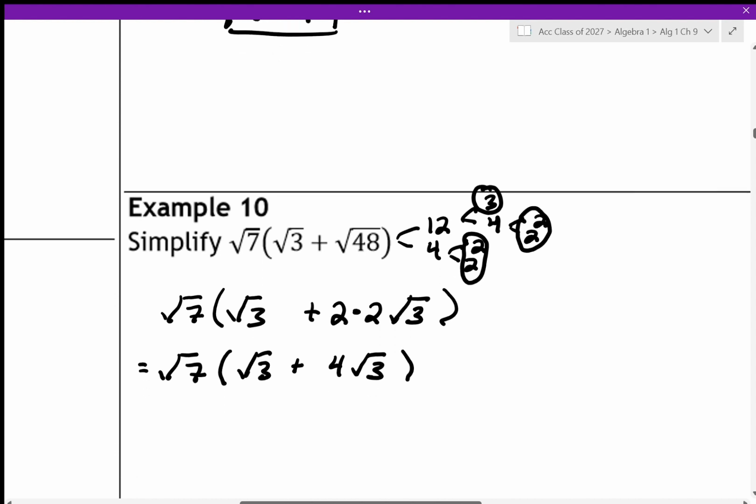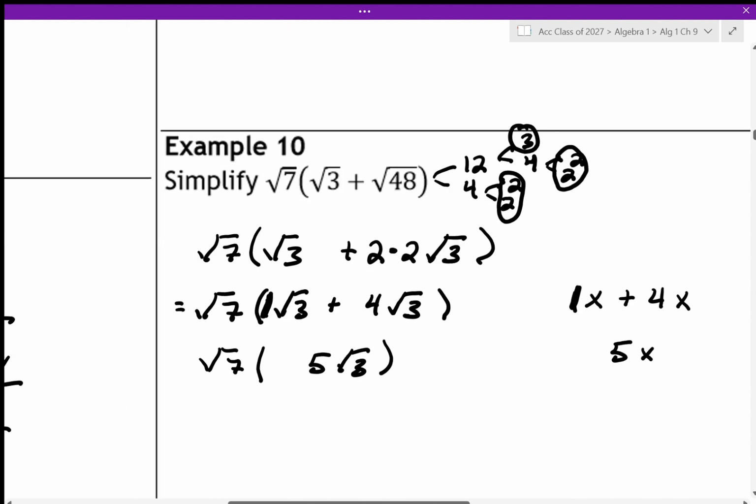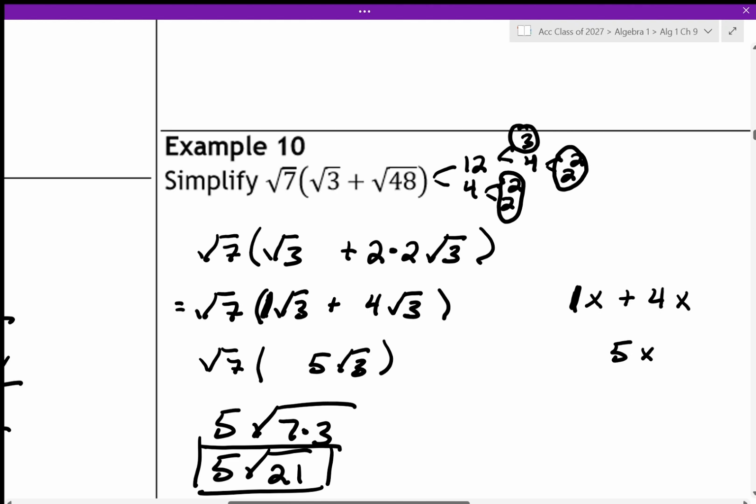The root 3's are like radicals, so we can think about this as being like x plus 4x. Well, x plus 4x is going to be 5x. So here we're going to have root 7 times 5 root 3. Right? There's like an invisible 1 sitting in front of that root 3, just like there's a 1 in front of our x there. And then lastly, we can multiply these radicals here, and we're going to have 5 square root of 7 times 3. That'll be 5 root, is that 21? I'm thinking that's 21. There we go.